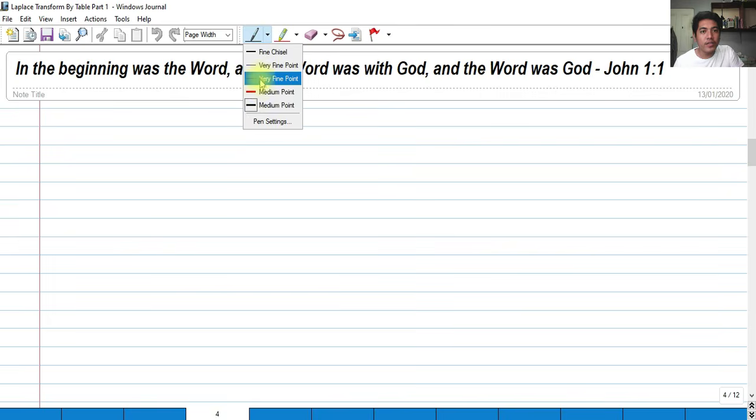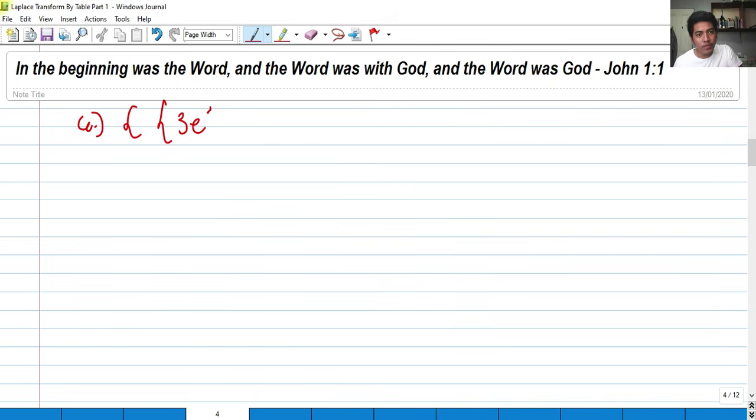So for number 6, let's try another problem. We have the Laplace transform of 3e raised to 4t minus 5e raised to negative 3t. If we recall, the Laplace transform of e raised to at would be 1 over s minus a. That is simply our Laplace transform for some f of t which has an exponential function. So we have to apply again the properties of Laplace transform.